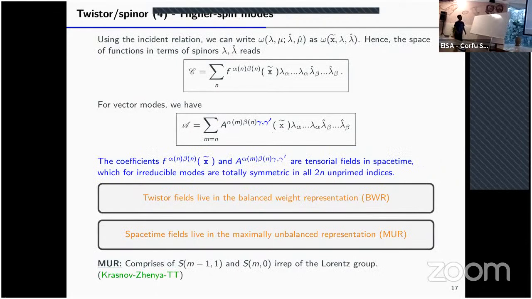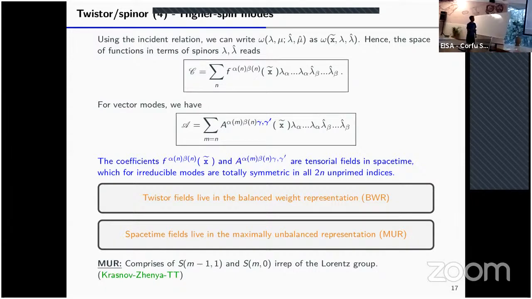Okay. So I talked about the emergence of gravity in the IKKT matrix model. So now let me enter what I want to talk about, which is higher spin. Using the incidence relations, you can write any higher spin valued functions in terms of functions of x and lambda hat.